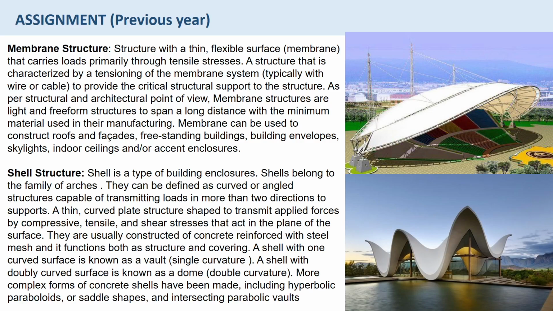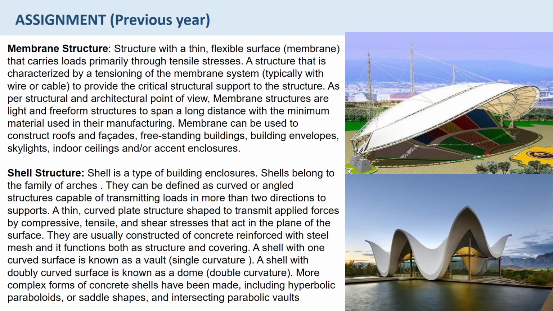As per structural and architectural point of view, membrane structures are light and free-form structures to span long distances with the minimum material used in their manufacturing. Membrane can be used to construct roofs and facades, freestanding buildings, building envelopes, skylights, indoor ceilings, or accent closures. So what happens in membrane structures is that a flexible surface, usually that of a fabric, is used, which is supported by a cable and mast, and the fabric uses tensile trusses to carry the load.